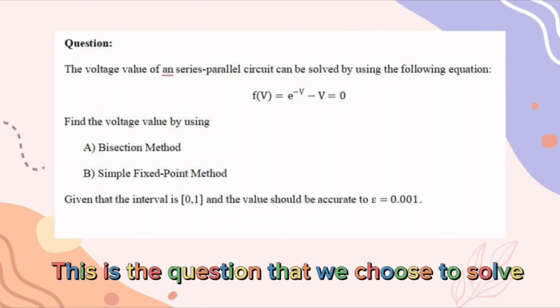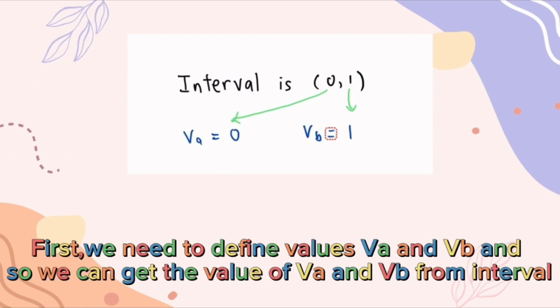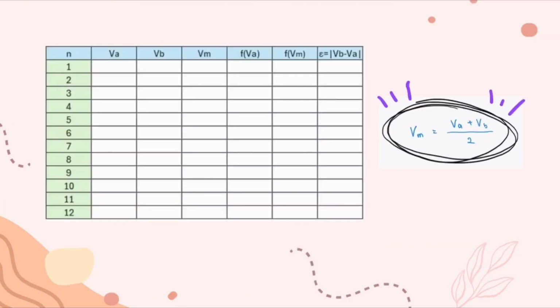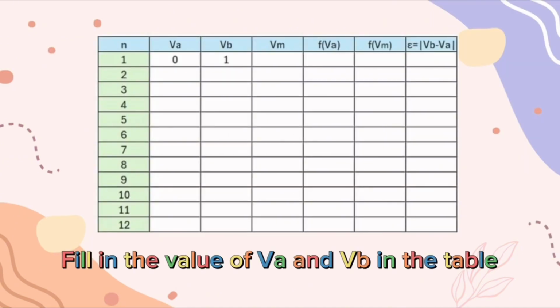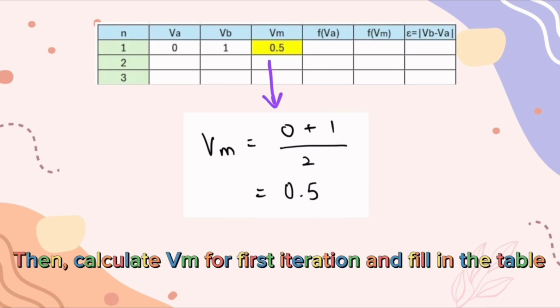This is the question that we choose to solve. Given interval is [0, 1], and the range is 0.001. First, we need to define the values VA and VB, and we can get the values of VA and VB from the interval. Then, draw a table. This shows how to calculate VM. Fill in the values of VA and VB in the table. Then, calculate VM for the first iteration and fill in the table.